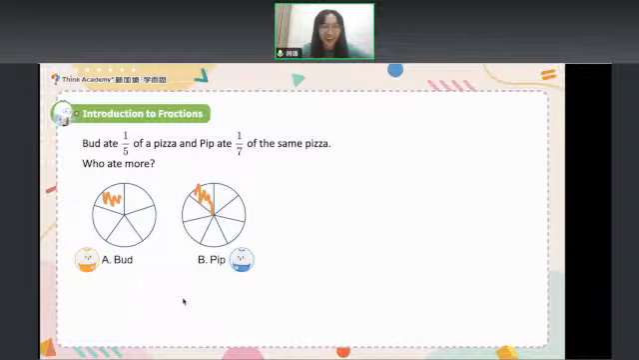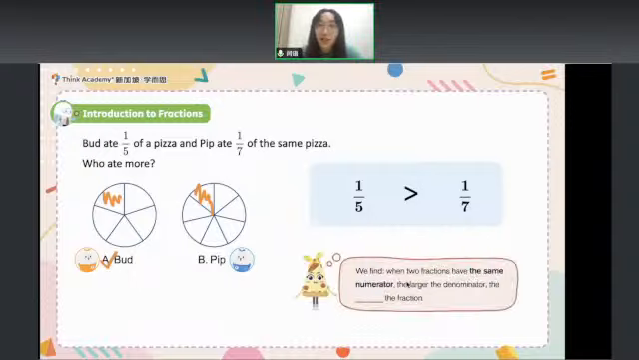So many wrong answers. Okay, yeah, it should be Bug. Why? As you can see here, if you share the pizza with 4 people, or share pizza with 6 people, then of course, the smaller the number you share with, the bigger one piece should be, right?